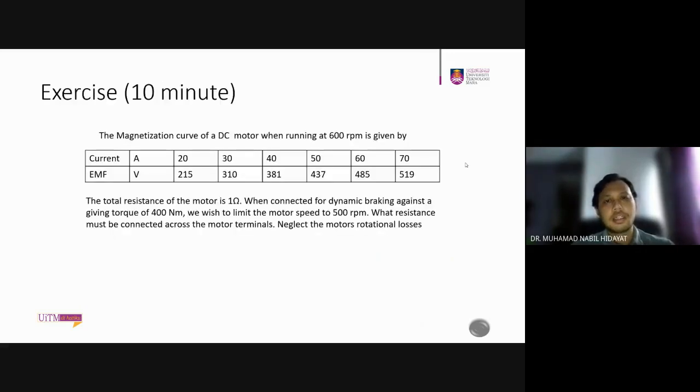And this one, you have to go through. You have to understand a little bit the relationship between the three equations that you have learned just now. So they give you the torque value, and they want to limit the motor speed to 500 RPM. So what resistance must be connected across the motor terminal?